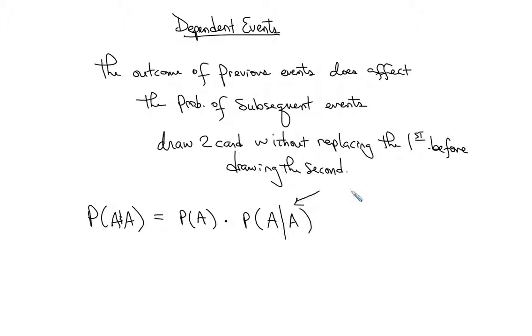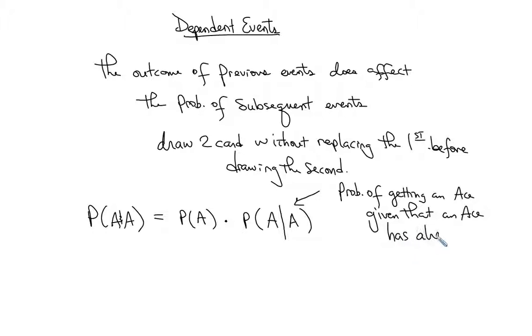Okay? So this says the probability of getting an ace, given that an ace has already occurred. Notice on the independent version, the first ace had no bearing on the second ace because we put it back in the deck. We were back to 4 aces. We were back to 52 cards in the deck. But now the probability of getting the first ace is what?